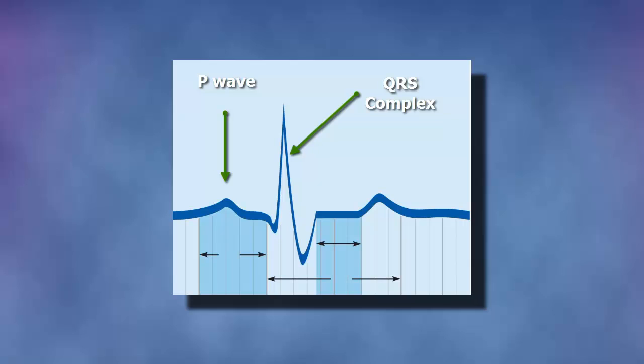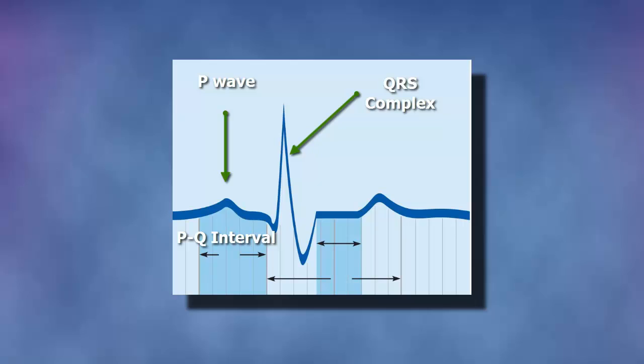This is ventricular depolarization and is seen as the QRS complex. The time from the beginning of atrial depolarization to the beginning of ventricular depolarization is known as the PR, or in this case the PQ interval, because there is a visible Q wave.